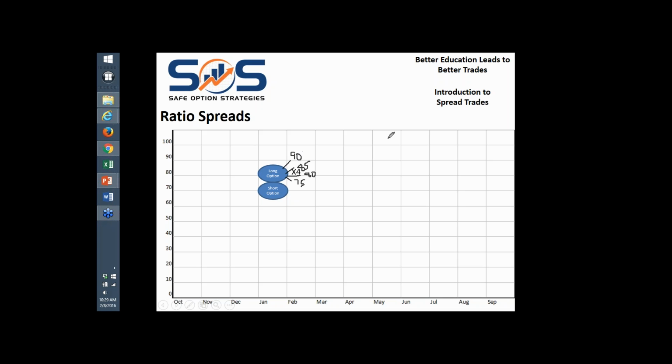All a ratio is saying is that you've got more of one option than the other. And that could be a 2-to-1 ratio. It could be a 3-to-1 ratio. It could be a 4-to-1 ratio. They do not have to be at the same strike prices. Again, today this is just generalities. Another great question though, Jeff. Thank you.